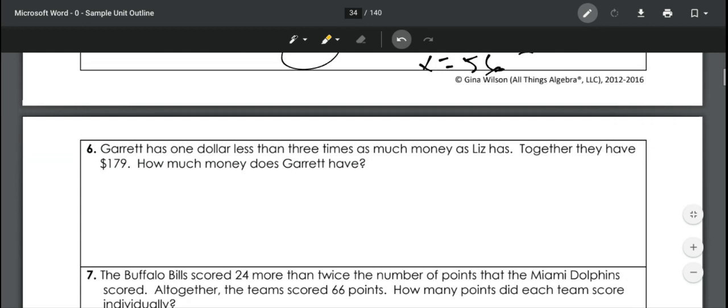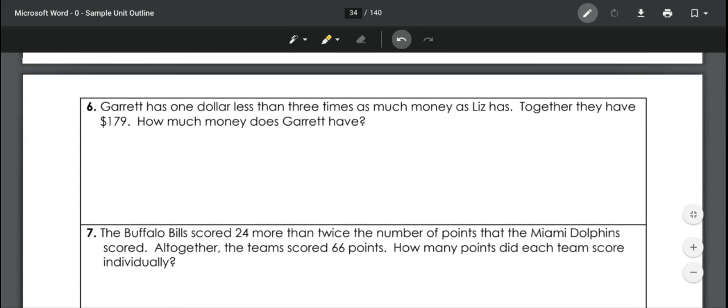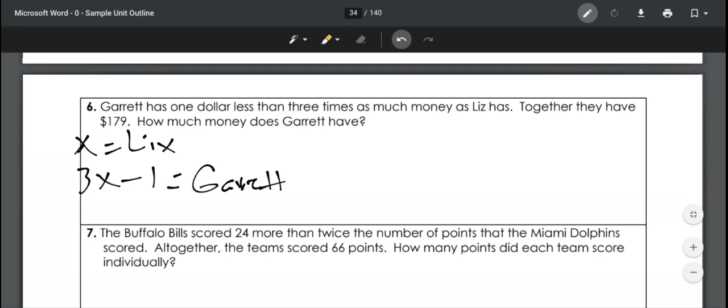So now we have some money problems, or one money problem. Garrett has $1 less than 3 times as much money as Liz has. Since it talks about what Garrett has, I always use the other thing as your x. So Liz is your x. And then it says Garrett has $1 less than 3 times as much. So there's $1 less than. And this is Garrett. I don't know if I spelled it right, but anyway.